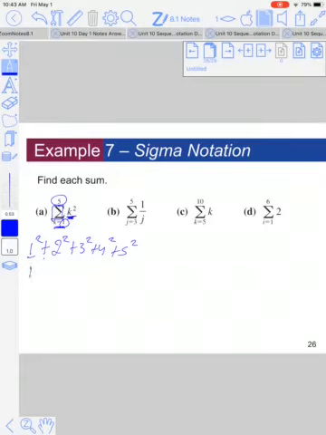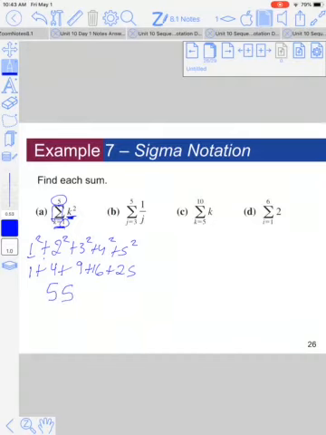So 1 squared is 1, 2 squared is 4, 3 squared is 9, 4 squared is 16, 5 squared is 25, and I just add those up. 5 plus 9 is 14, plus 16 is 30, plus 25 is 55. So the answer to A is 55.